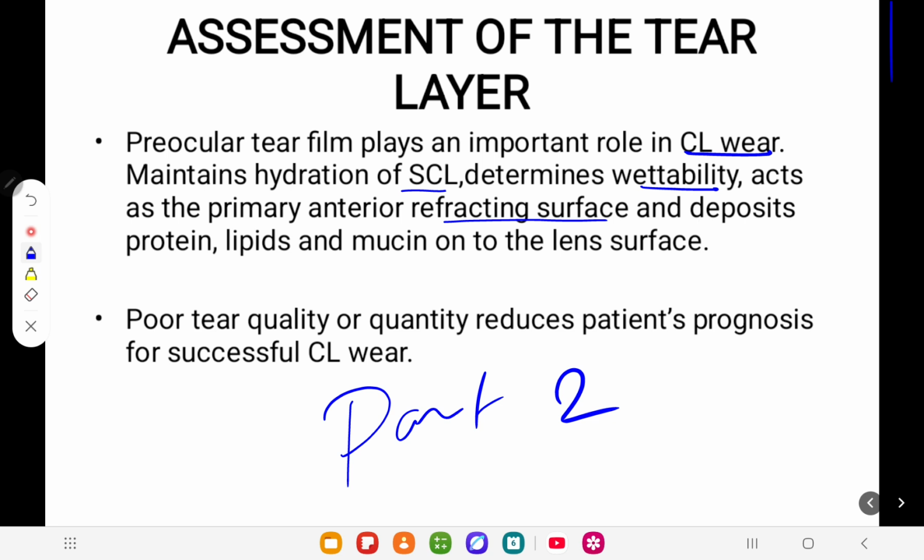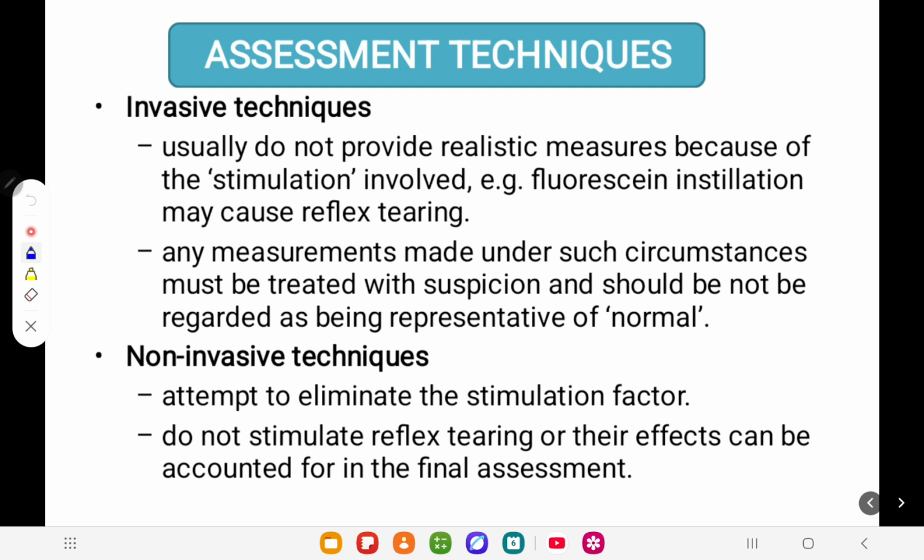The tear lens is always a primary anti-refracting surface, and much of the deposits on the lens surface, whether protein, lipid, or mucins, are due to the quality of the tear film. So poor tear film quality or quantity reduces the patient's prognosis of successful contact lens wear. It means if tear film quality is extremely poor, the chances of success of contact lens wear are extremely low. So chances of complications are high.